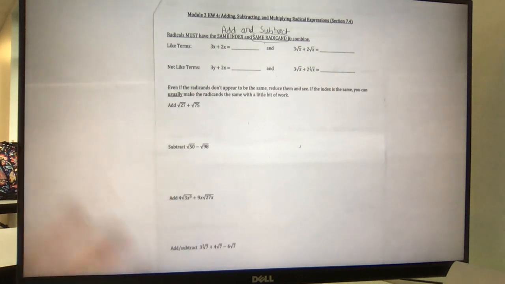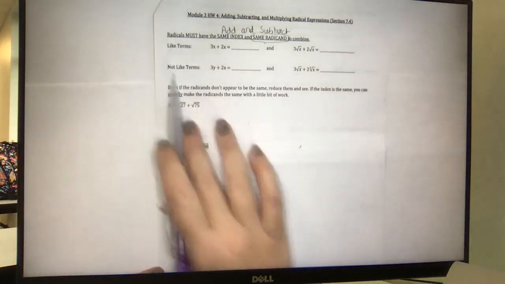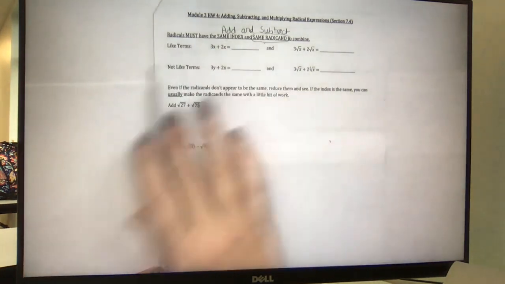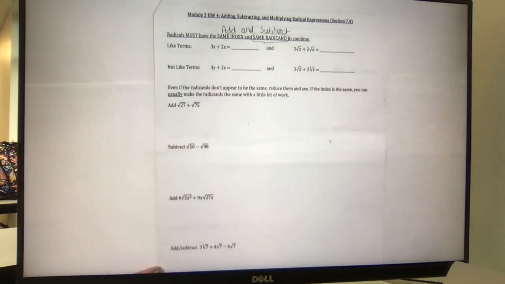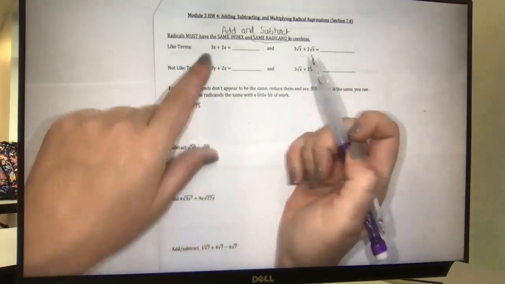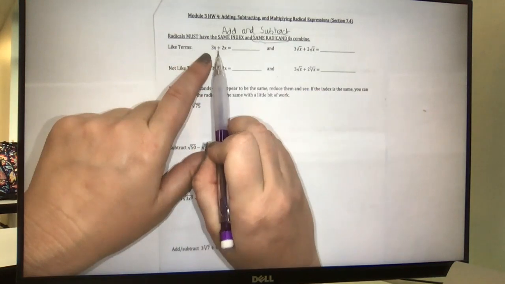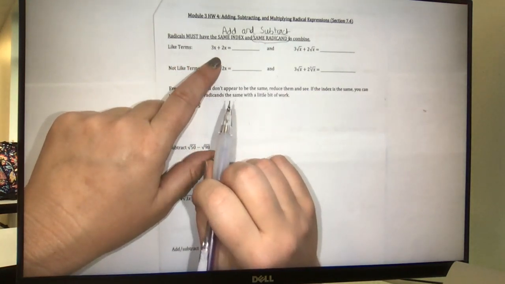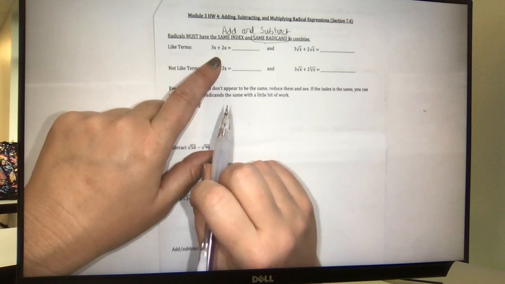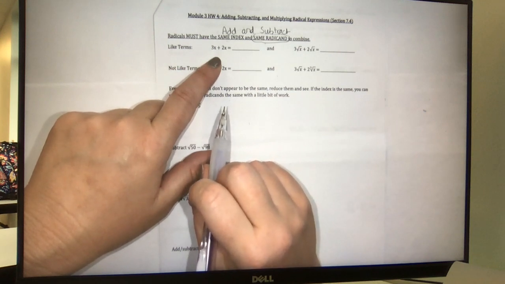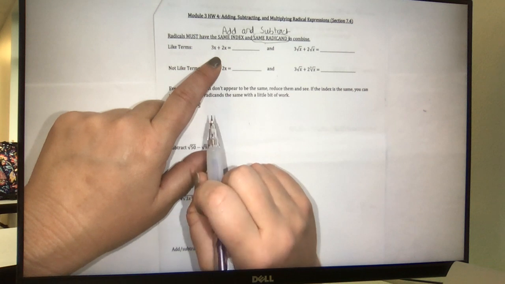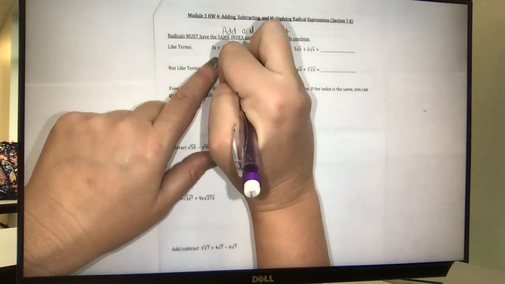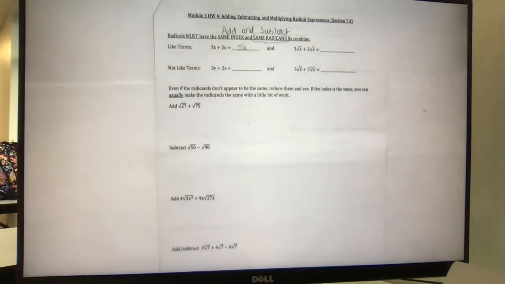Okay, so let's talk about this. This is everyone's favorite little game show here. Is it like terms? Is it not like terms? We're going to figure it out. What can we combine? What can't we combine? Over here, 3x plus 2x, are those like terms? There's not even radicals there, but we can combine them because they have the same letter with the same exponent. So 3x plus 2x is a nice little 5x.